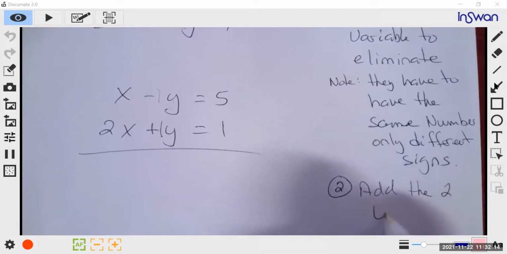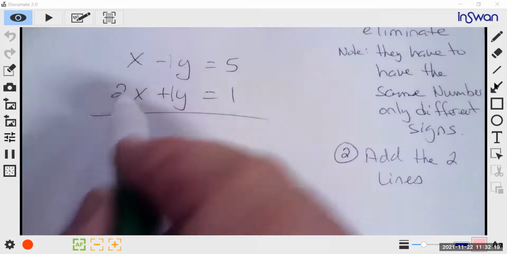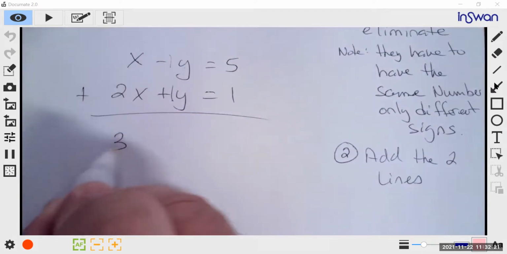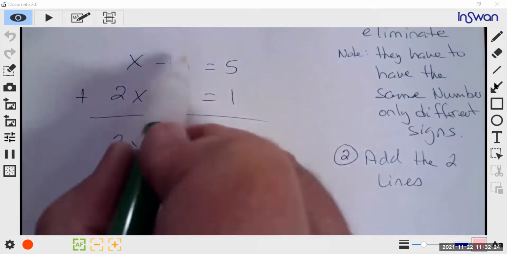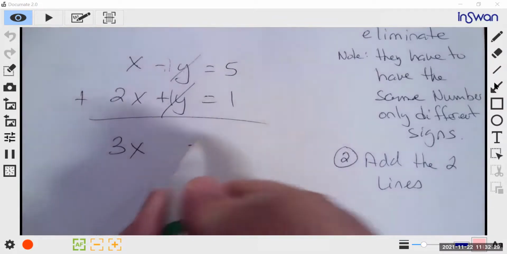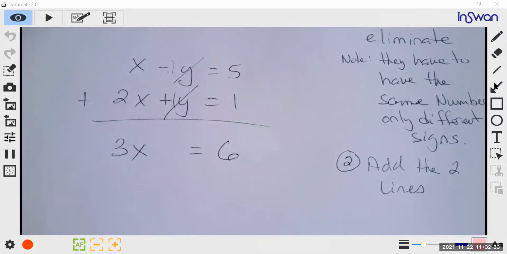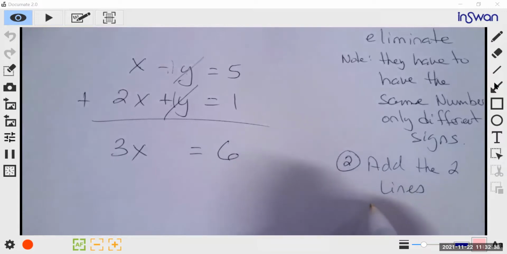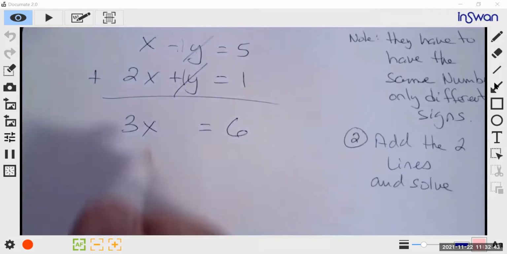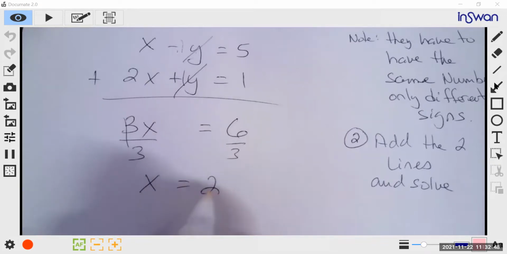Add the two lines together. So x plus 2x is 3x. Negative 1y positive, they cancel. 5 plus 1 is 6. Just add the two lines together. And solve for the variable. So divide both sides by 3. X equals 2.